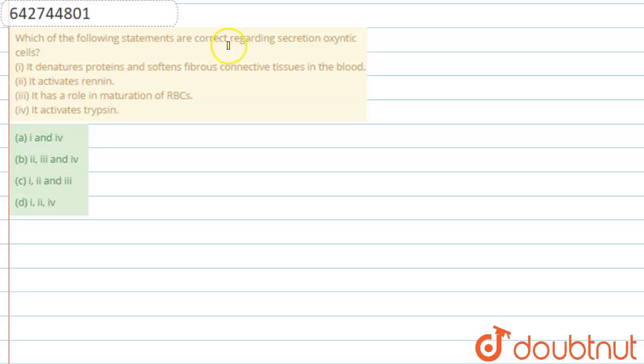Hello everyone. So the question over here is, which of the following statements are correct regarding the secretion of oxyntic cells? Statement 1, it denatures proteins and softens fibrous connective tissues in the blood. Option 2, it activates rennin. Option 3, it has a role in maturation of RBCs. Option 4, it activates trypsin. So here we have been given 4 options and 4 statements, and we have to identify which of these statements is correct regarding the secretion of the oxyntic cells.